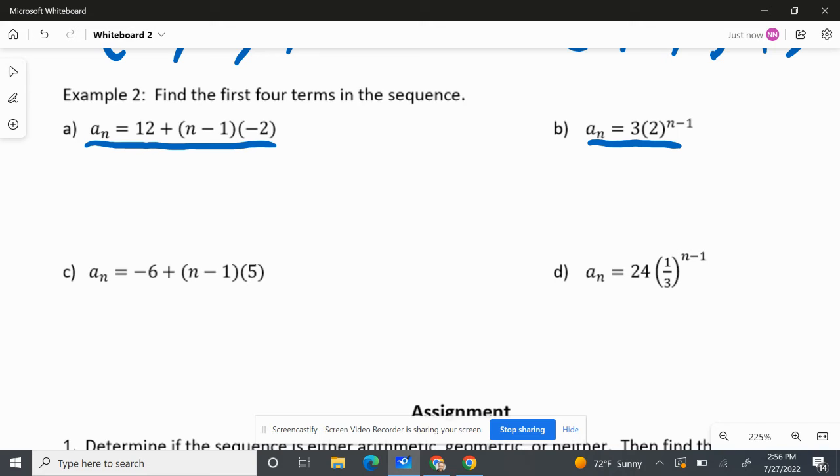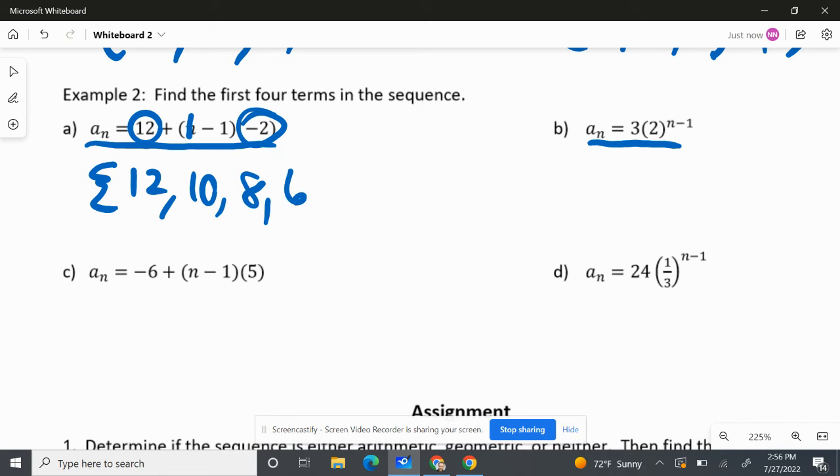So our first term is really easy because when we plug in a 1, 1 minus 1 is 0. 0 times -2 is 0, plus 12 is 12. So our first term is 12, or if you remember the formula, that first number is the first term. Then we're subtracting 2 each time. So that would be 10 and 8 and 6. Now let's say you didn't know you were subtracting 2. If we plug in a 2, 2 minus 1 is 1. 1 times -2 is -2, plus 12 is 10. So we can see that we're going down by 2.